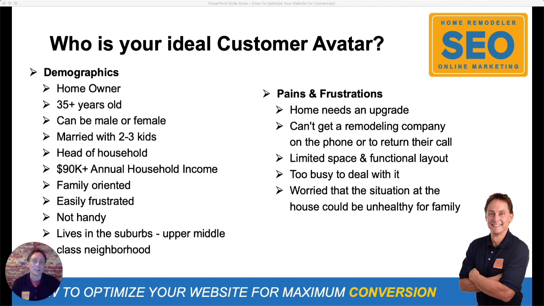And then there are other factors like income threshold. Usually kids are involved that may include home additions or renovating the basement for them. But you also need to think about their pains and frustrations. Maybe they've had a bad experience with a remodeling contractor in the past, or maybe they can't even get a contractor on the phone due to companies being too busy and not answering their phone, or simply not having good follow-up processes in place, which is pretty common. Or possibly they're worried that what they're envisioning is not really possible within the confines of their current home's layout or their current budget.